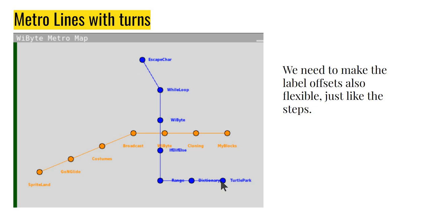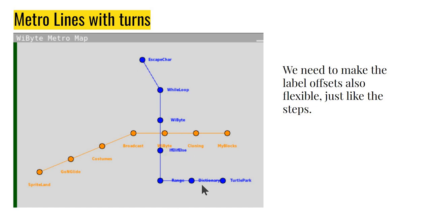But this gives rise to another problem which we need to solve, which is, as you notice here, the labels of the stations are in fact now going on top of the stations. Now, taking this a bit more generally, it is really nice if we could somehow make the label offsets also flexible, because right now the fixed label offset is being applied for every station, which is why notice on the scratch line every label is below the station. On the Python line, every label is on the right side of the station.